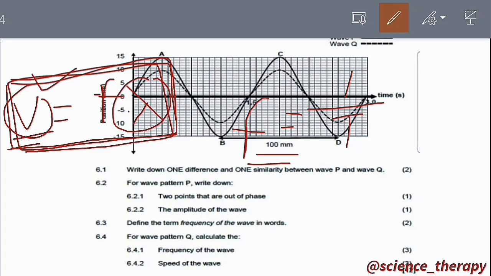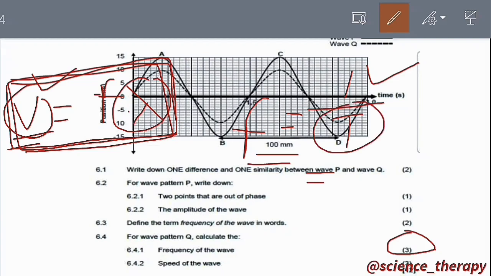But if we check the marks that we are allocated for this question, it does not allow us to first calculate a missing quantity and then come to frequency. Remember, 3 marks only means that you have to choose the correct formula, substitute into that formula and get the correct answer. So that means we have to go to this one. Let's choose this formula, f = 1/T.